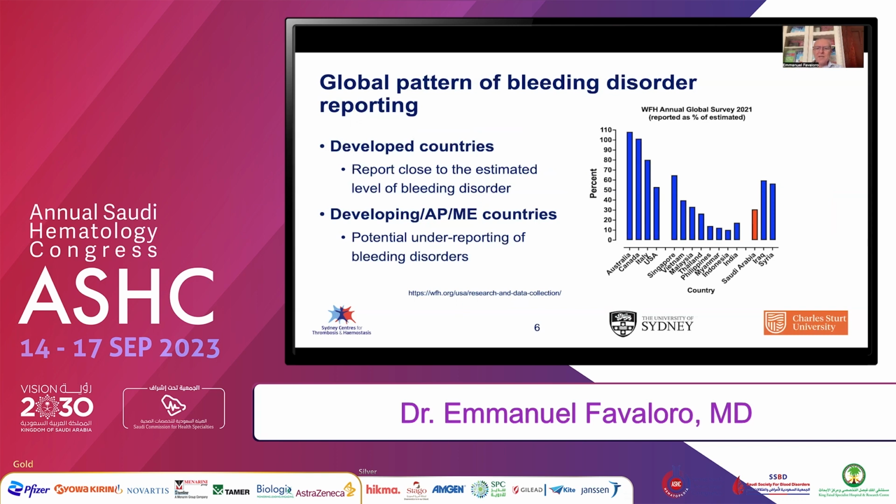For example, in Australia, we have 100% of the estimated reported to the World Federation for Haemophilia. In developing or Asia Pacific, and sometimes in Middle Eastern countries, there's a potential for underreporting of bleeding disorders. So I've just shown you some examples of countries there, and Saudi Arabia is shown in the red bar.